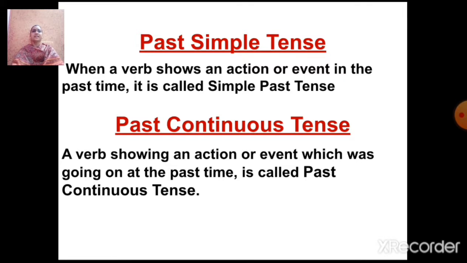Then the next is past continuous tense. Now here a verb showing an action or event which was going on at the past time is called past continuous tense. Now here the formula is was or were plus ing form of verb. Now here was we use for singular subject and were we use for plural subject.